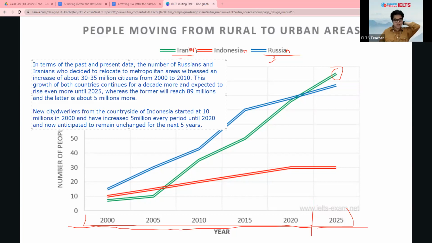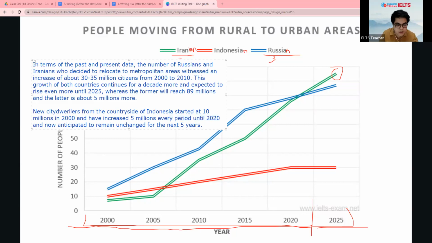it's done. The new city dwellers from the countryside of Indonesia started at 10 millions in 2000 and have increased 5 millions every period until 2020. So that would be 30, okay? And now anticipated to remain unchanged. You can use this every period until 2020.